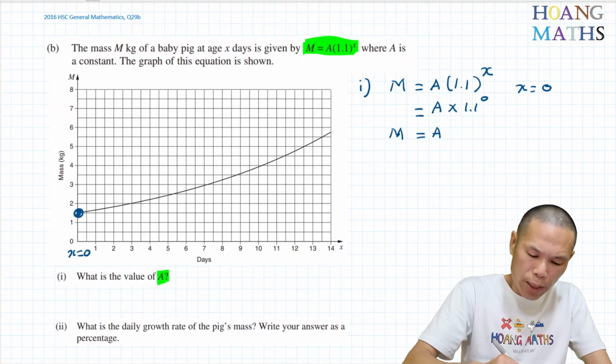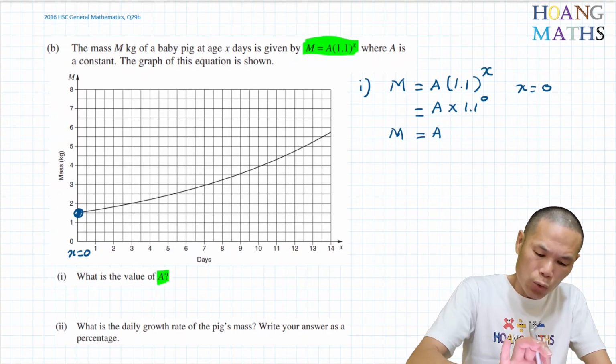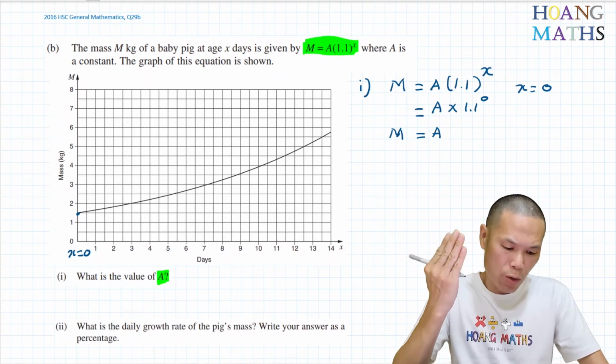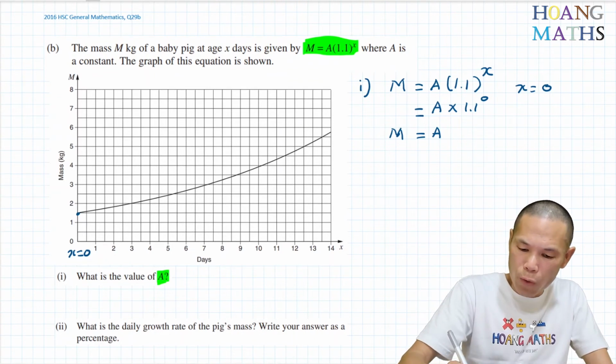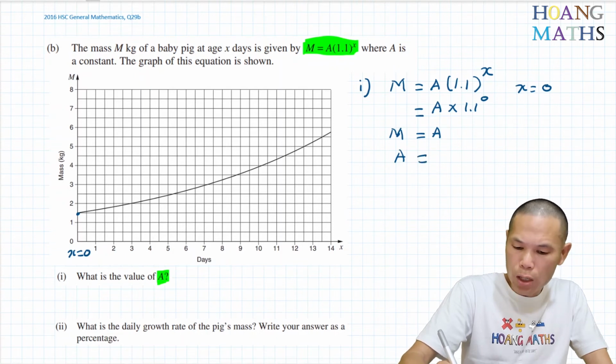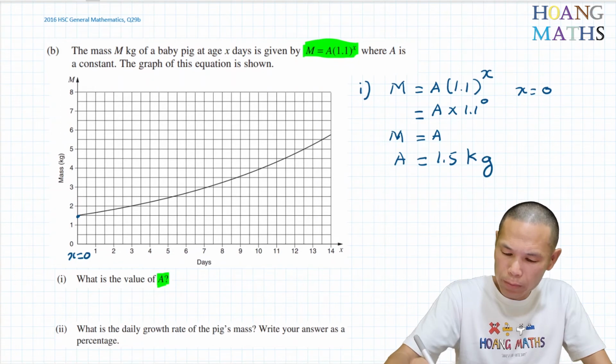So therefore, it's between 1 and 2, right in the middle. So therefore, 1.5 and the unit is kilograms. So A is equal to 1.5 kilograms.